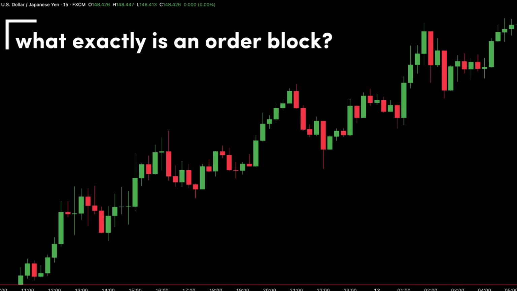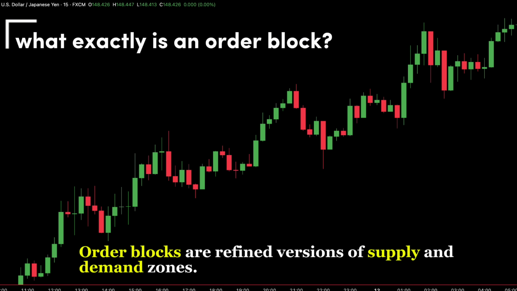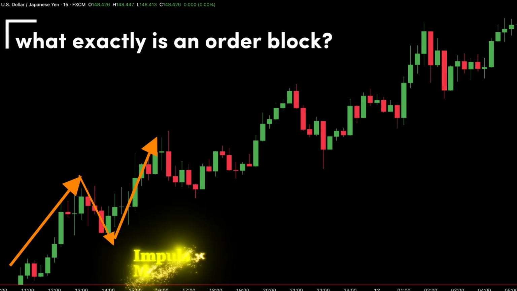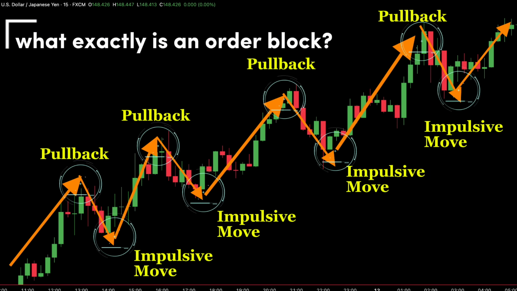Let's get started. So, what exactly is an order block? In simple terms, order blocks are refined versions of supply and demand zones. From basic price action theory, we know that markets move in impulsive waves, followed by corrective pullbacks, all driven by the decisions of market participants.